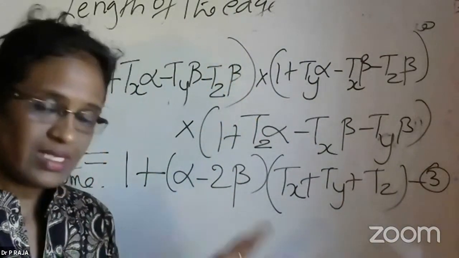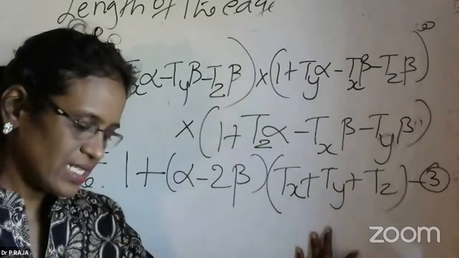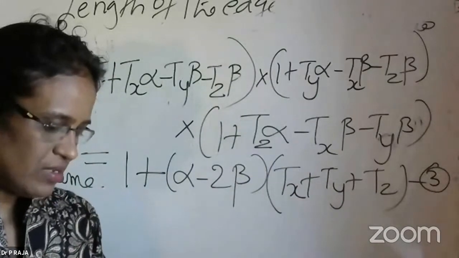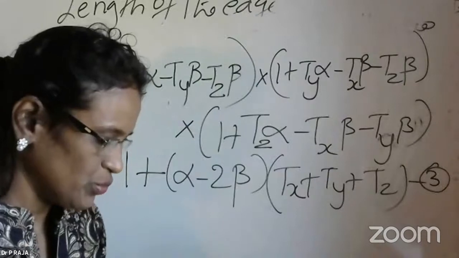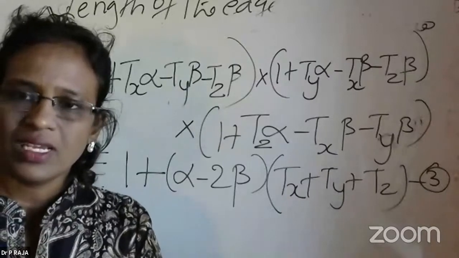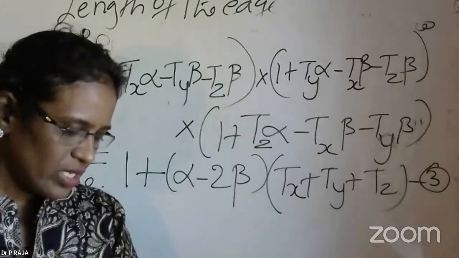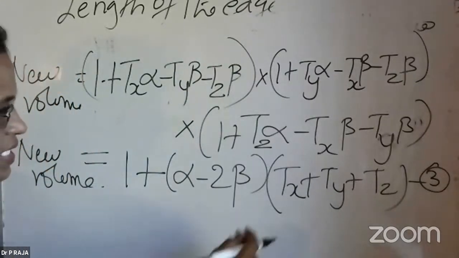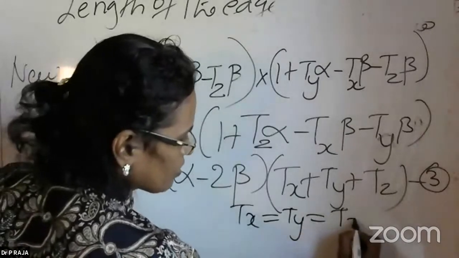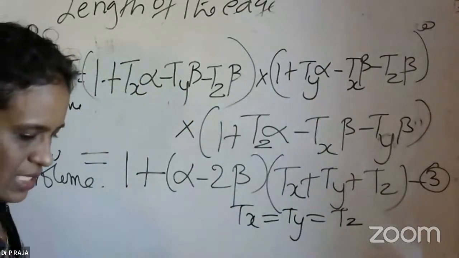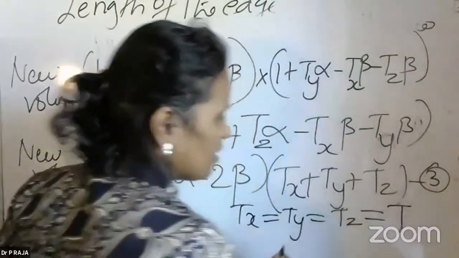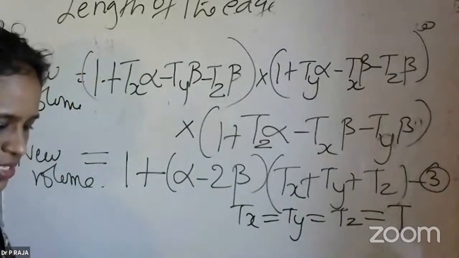Now, this equation is obtained after neglecting the squares of the small quantities of alpha and beta. If the values of tx, ty, and tz are very small and negligible, then we can take tx approximately equal to ty, approximately equal to tz. So we can take it directly as t, an approximation of t here.